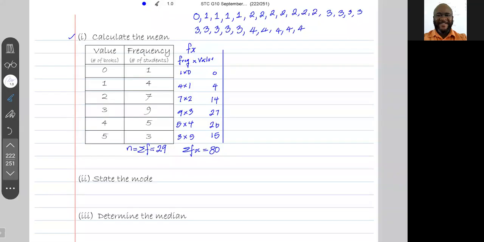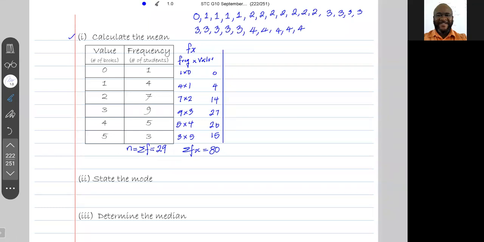All right, guys, so the sum of fx is 80. Now, guys, the sum of fx is the sum of all the values. Fx is actually values, so the sum of fx would be the sum of all values.